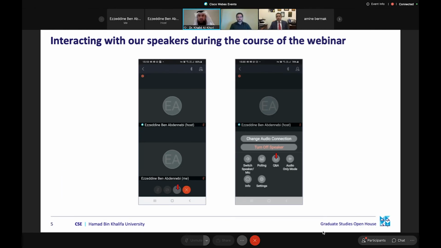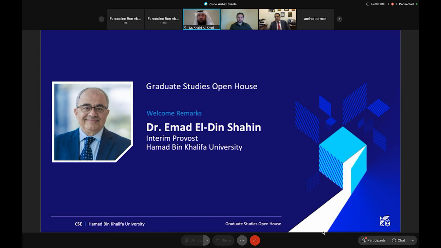The similar thing is for the smartphone. If you are using the smartphone joining us in the session, then you can find the three dots around, as the red arrow shows here on the screen. I would like to start the session by playing a welcome message from Dr. Imad Eddin Shaheen, HBKU Interim Provost.